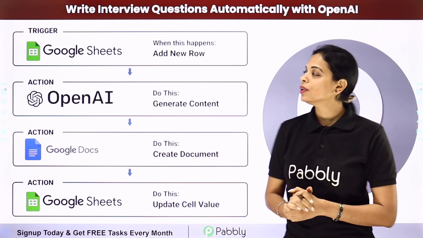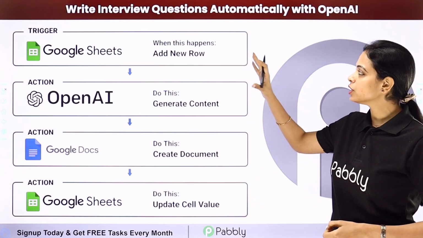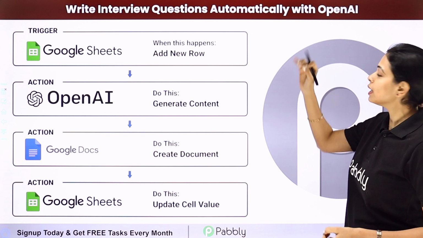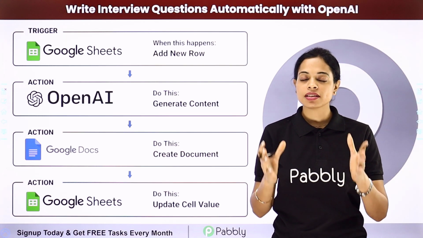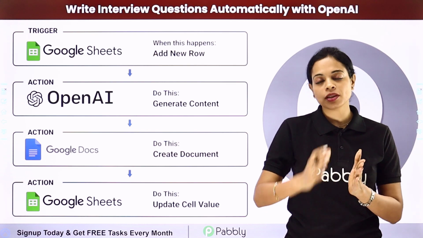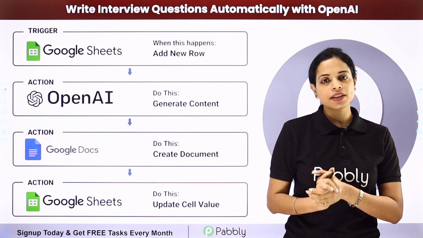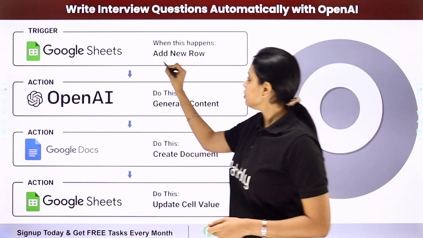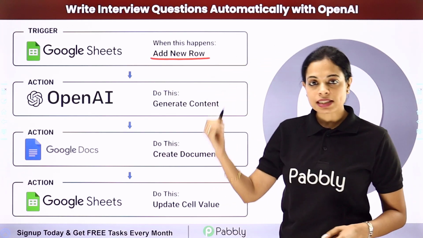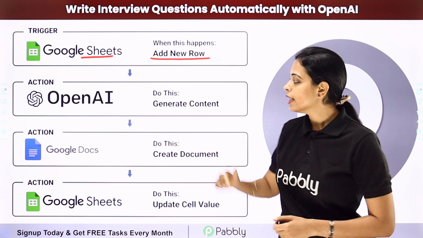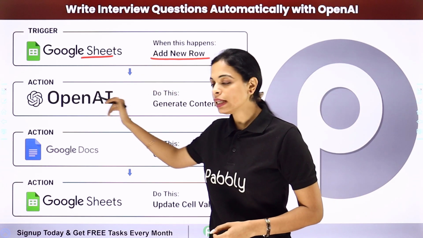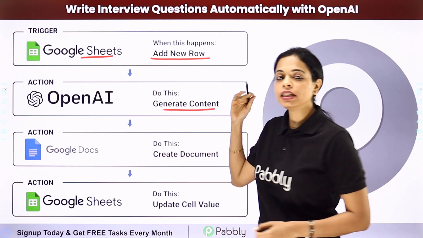In this video, we are going to see how to write interview questions for different job profiles automatically with the help of OpenAI, which is an artificial intelligence and deployment company that helps you in creating content just like humans do. So let's say that every time you add a job profile title in your spreadsheet, here we have taken the example of a Google Sheet, then with the help of OpenAI, you have created the interview questions.